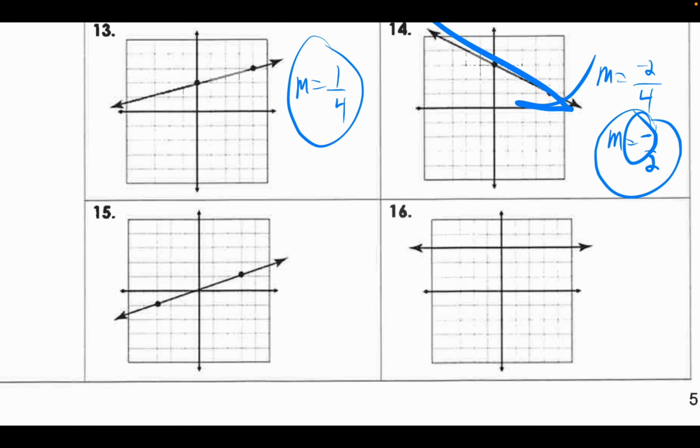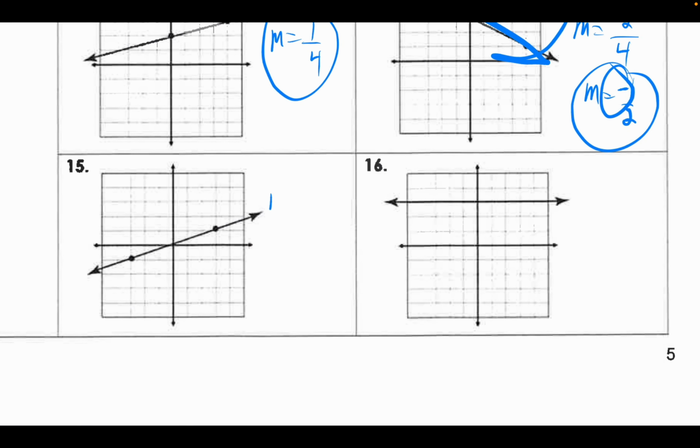Moving on to our last two on this page, number 15, the rise over run is 2 over 6 between those points, which is just 1/3 when we simplify that. And then number 16, this is a horizontal line with a slope of 0, or 0 divided by any other number, I said that correctly, would be 0.